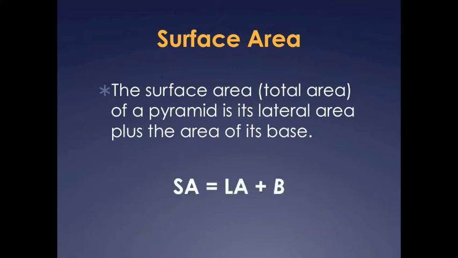Now notice in our prisms that we talked about, we have two bases. They're parallel, they're the same shape. So for instance, a triangular prism, you have two triangles with a bunch of rectangles connecting it. So your formula was LA plus 2B because you had two bases. Well, this time you chopped off one of the bases and made them all come to a point. You have just one base.